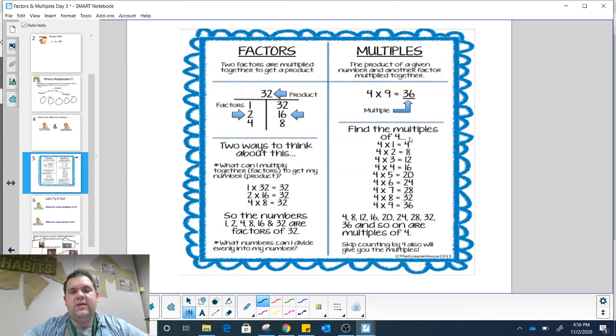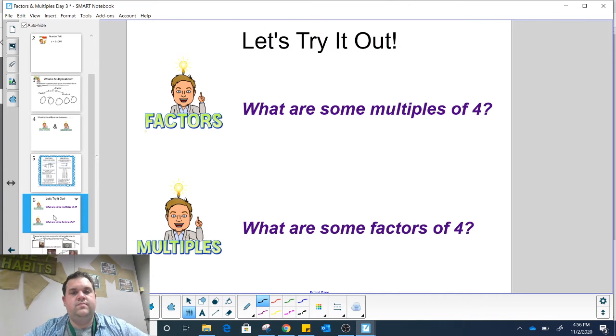So it's really, really tricky sometimes to remember the difference between a factor and a multiple. So we're going to practice together a little bit. So let's try it out. I'm wondering what some multiples of 4 are. Go ahead and type your thinking into Playposit, pause it, and then we'll check it together.